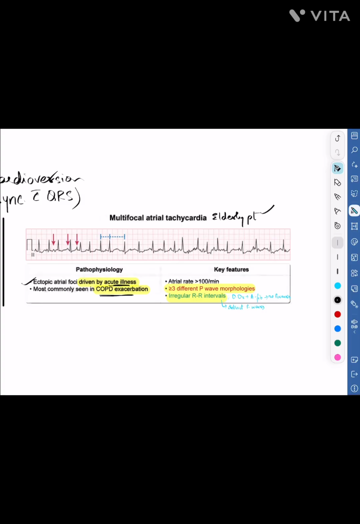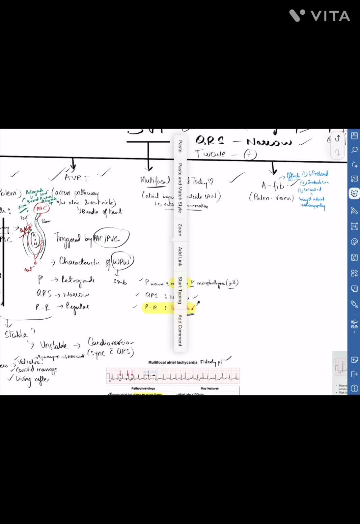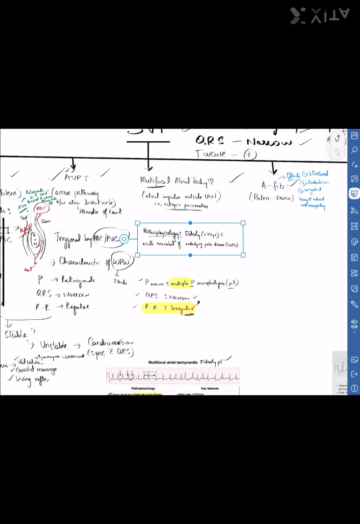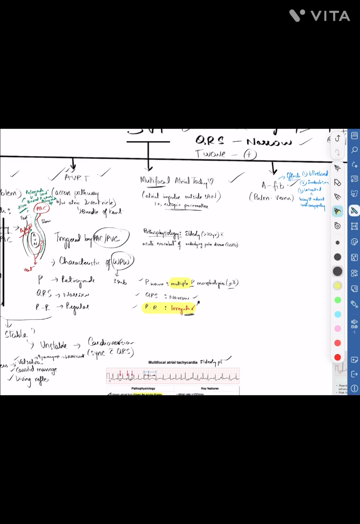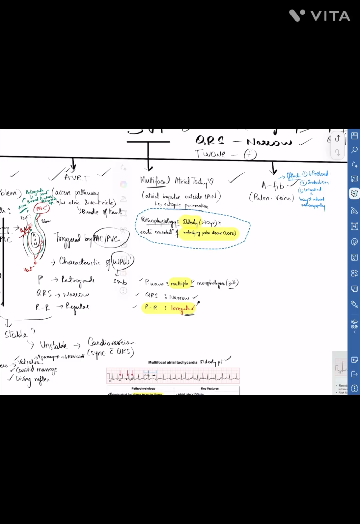Okay, elderly patient and COPD are the two keywords you should remember about this arrhythmia. If you see here, you have multiple P wave morphologies, right? And the RR intervals are irregular. As we just discussed, the pathophysiology is basically an elderly patient who should have an underlying pulmonary disease. These are the two clues which the history gives.